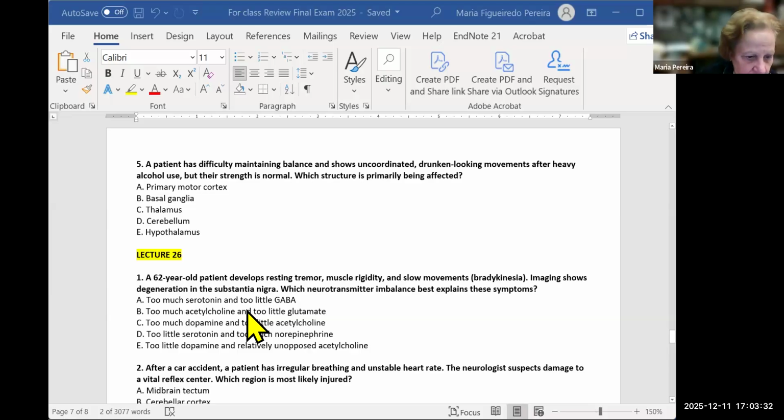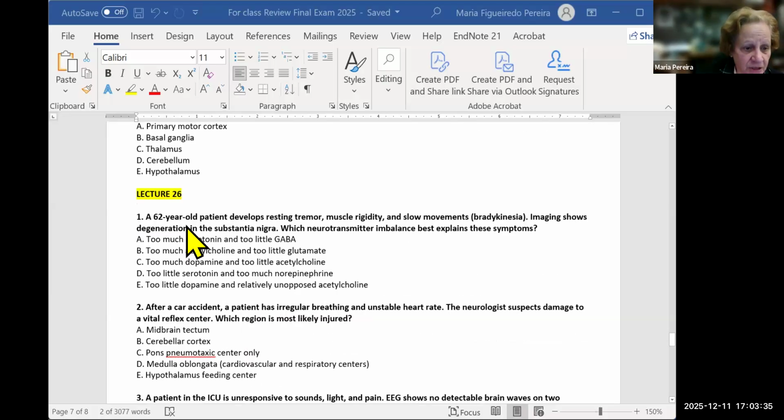Let's move on to lecture 26. A 62-year-old patient develops resting tremor. So you know this already is Parkinson's disease. Muscle rigidity, slow movement, bradykinesia. Imaging shows degeneration of substantia nigra. Remember this is in the midbrain. Which neurotransmitter imbalance best explains these symptoms? Too little dopamine, right? Because the dopaminergic neurons in the substantia nigra are degenerated.